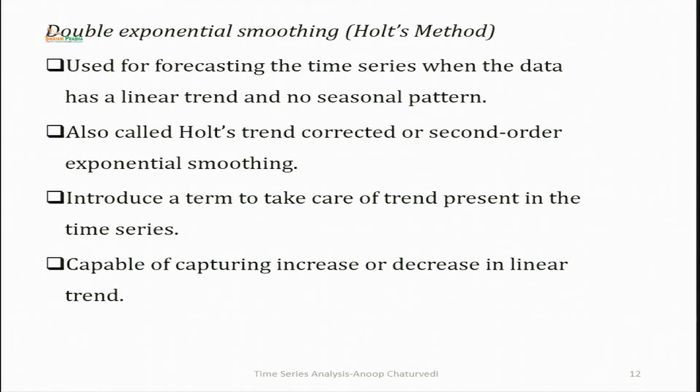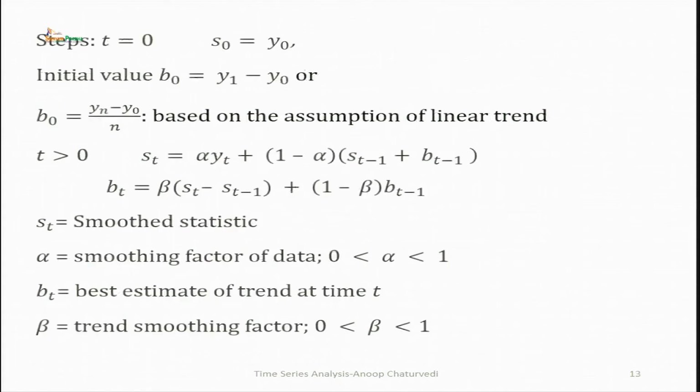This method is also called Holt's trend corrected or second order exponential smoothing procedure. Then we introduce a term to take care of the trend present in the time series. This method is also capable of capturing an increase or decrease in linear trend. So, you can use it for increasing trend as well as for decreasing trend. These are the steps for this procedure.